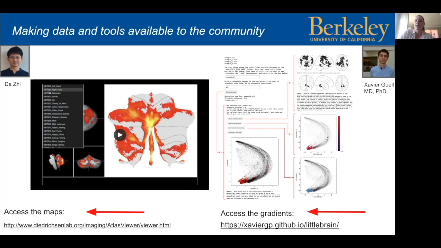So overall, despite the challenges that face cerebellar neuroimagers, I really do believe that it's a very worthwhile endeavor to use MRI and fMRI to study the cerebellum. There's a lot to be learned about this mysterious and complex little brain.